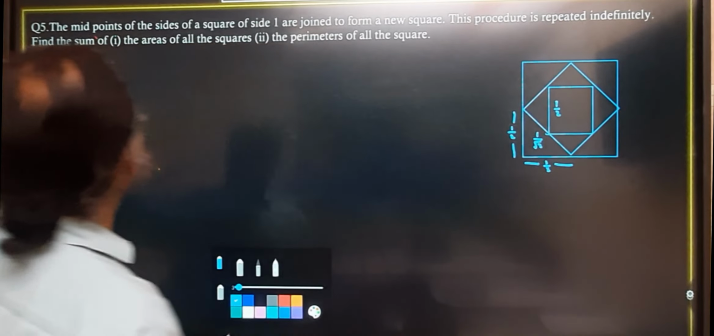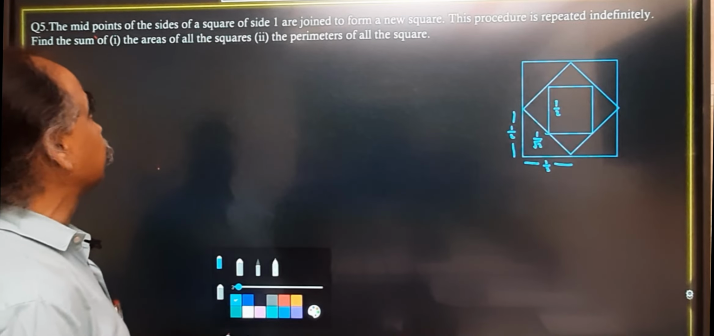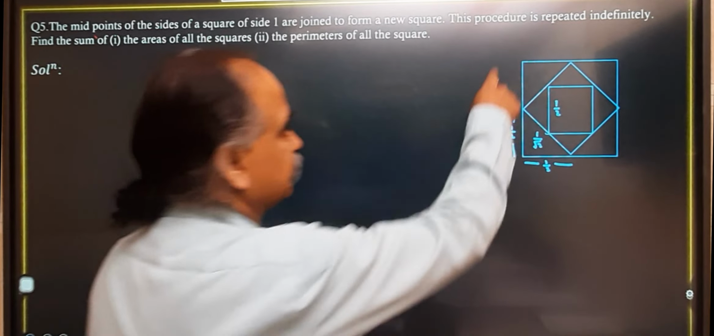See, the problem is what? The midpoints of sides of square of side 1. This is square of side 1.